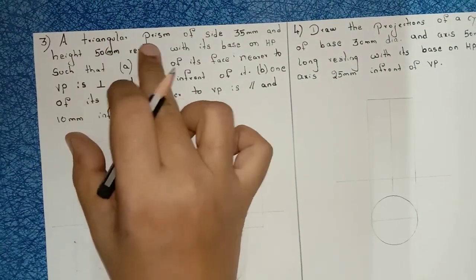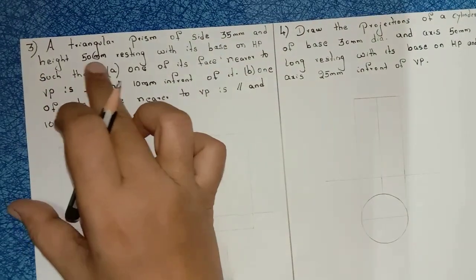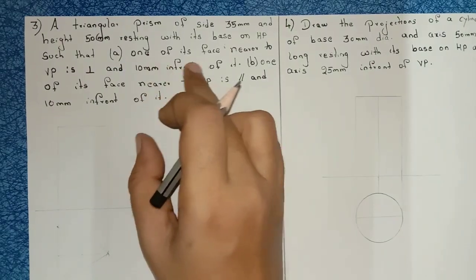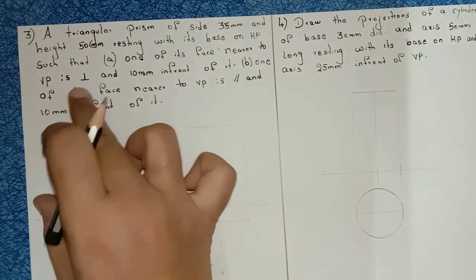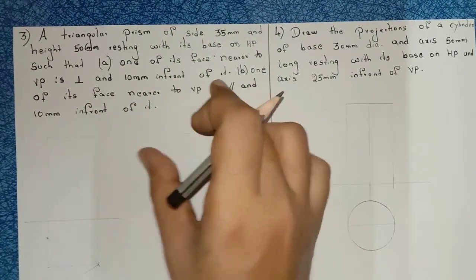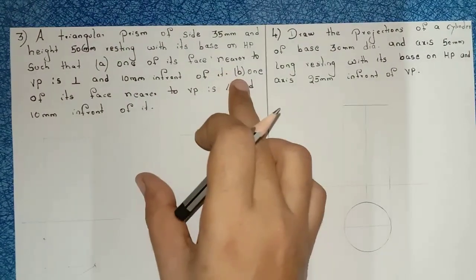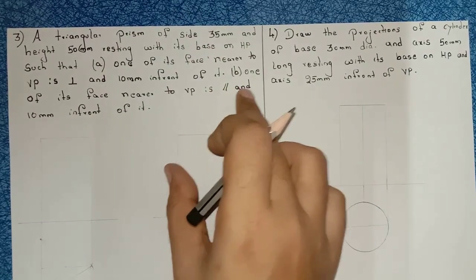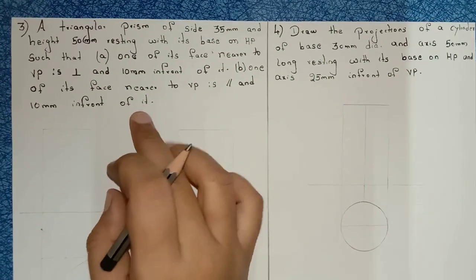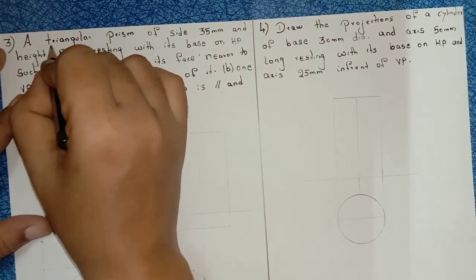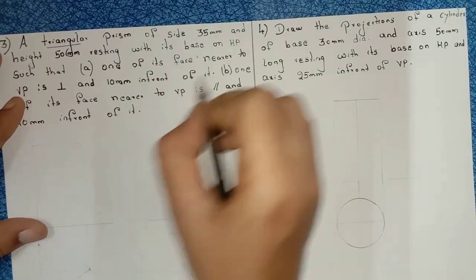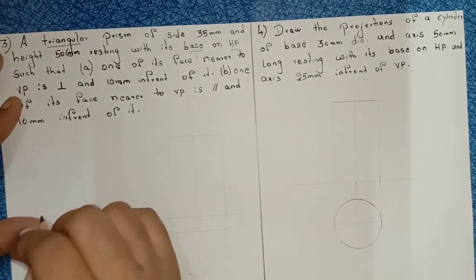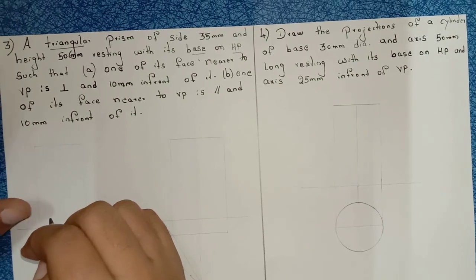A triangular prism of side 35 mm and height 50 mm is resting with its base on HP such that, (a) one of its faces nearer to VP is perpendicular and 10 mm in front of it, (b) one of its faces nearer to VP is parallel and 10 mm in front of it. In this problem, you are going to construct a triangle on HP. The condition is the base should be on HP. Here also we are going to construct A bit and B bit.